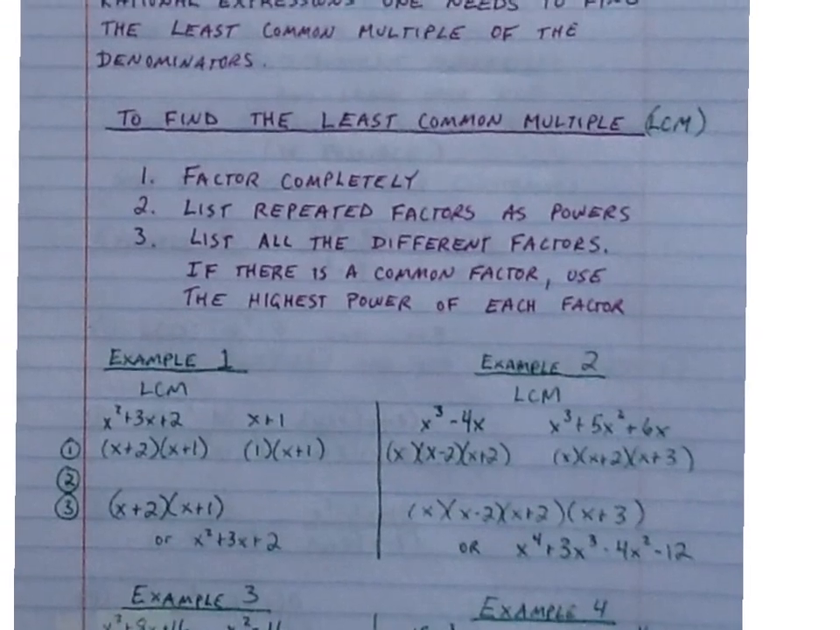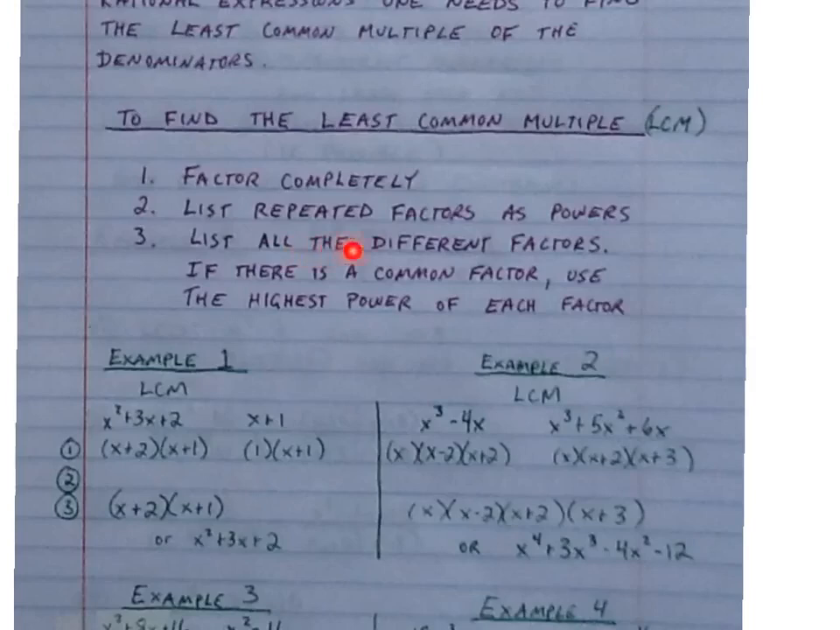So here in example 1, I've got the term x squared plus 3x plus 2 and the term x plus 1. So my first step says factor completely. So I factored the left term, and the right term didn't really need any factoring. Sometimes I put a 1 in there just to remind myself that there is a 1 there. Step 2, list repeated factors as powers. So there is no repeated factor, so we're fine here.